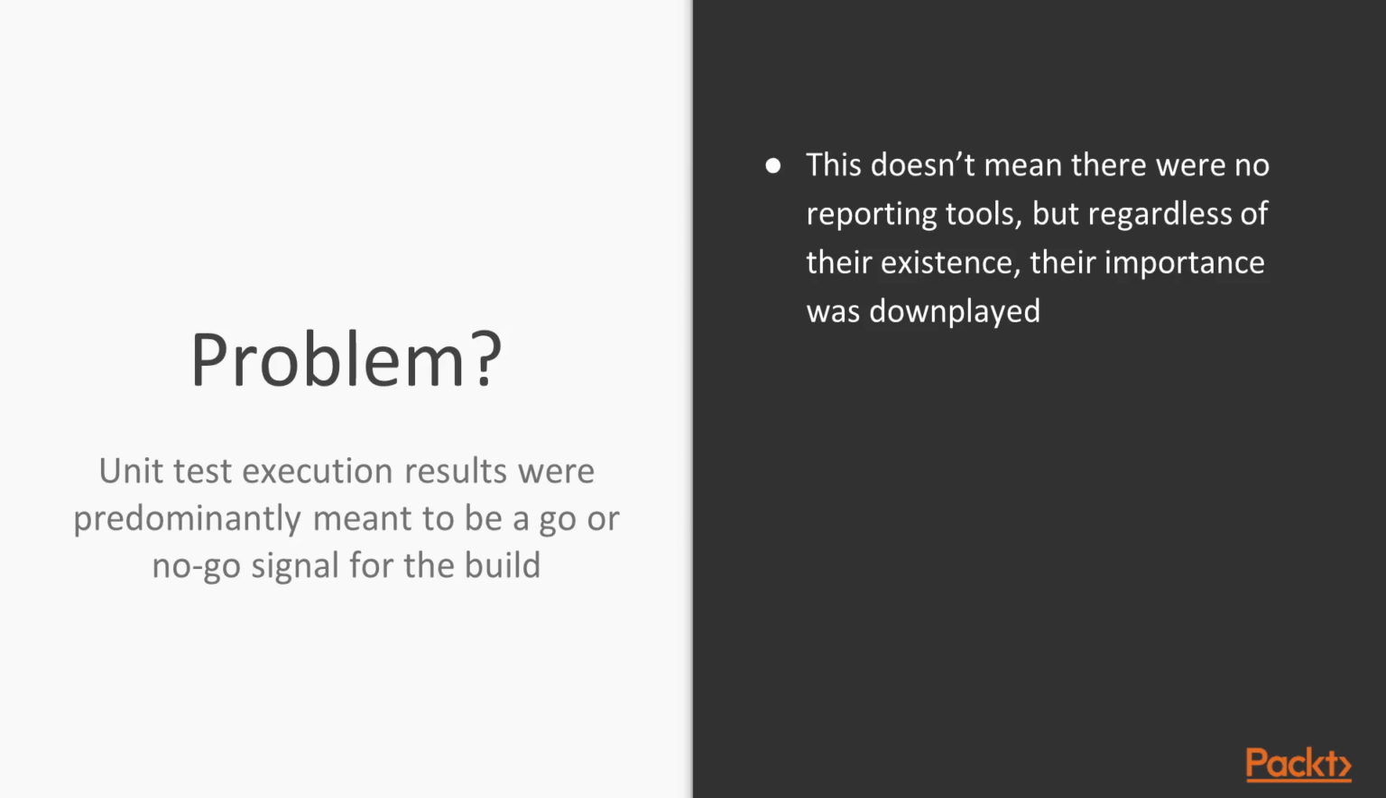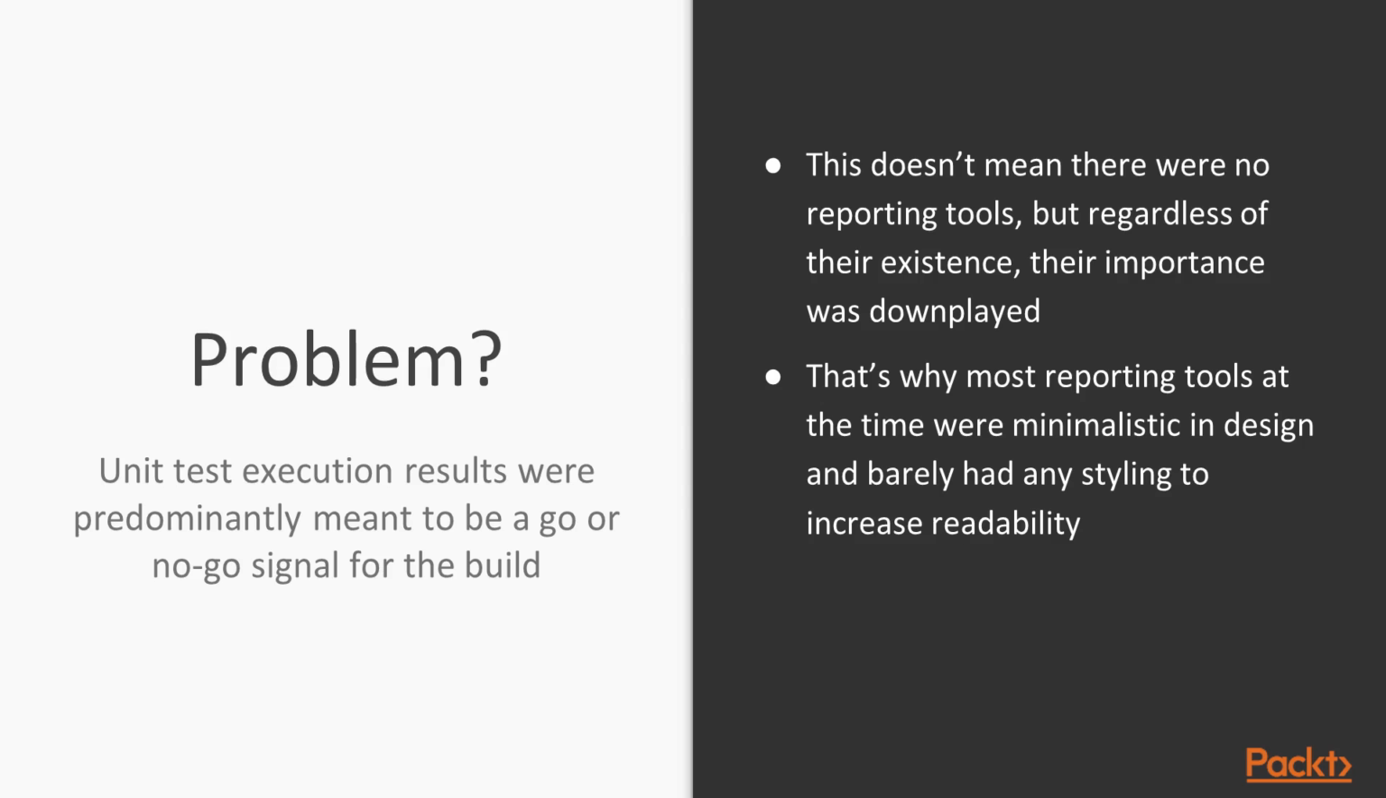The problem is that originally unit test execution results were predominantly meant to be a go or no-go signal for the build. This doesn't mean there were no reporting tools, but regardless of their existence, their importance was downplayed. That's why most reporting tools at the time were minimalistic in design, barely had any styling to increase readability. They were meant for internal use and it was showing.